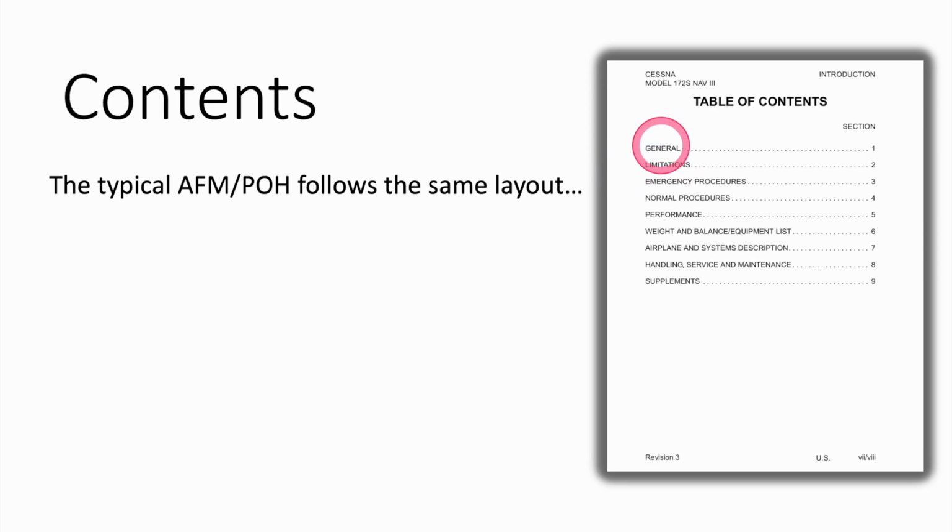We'll get into all these individually, but section 1 is general information about the airplane, so it's going to be like dimensions, wingspan, propeller length, things like that. Limitations, emergency procedures, normal procedures, performance, weight and balance, systems descriptions, handling and service, and then any supplemental information. So supplemental information is usually going to be additional equipment in the aircraft. So if you have something like autopilot, there's going to be additional information about your autopilot in section 7.